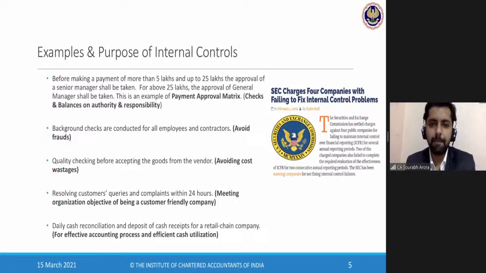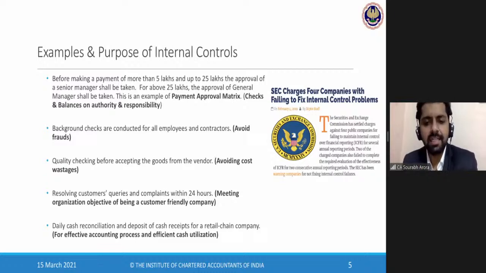So this is the example, and now I've discussed the purpose as well. Second example is background checks are conducted for all employees and contractors. Why do we have this internal control? To avoid frauds. Third could be quality checking before accepting the goods from the vendor. Why do we have this? To avoid cost wastages.